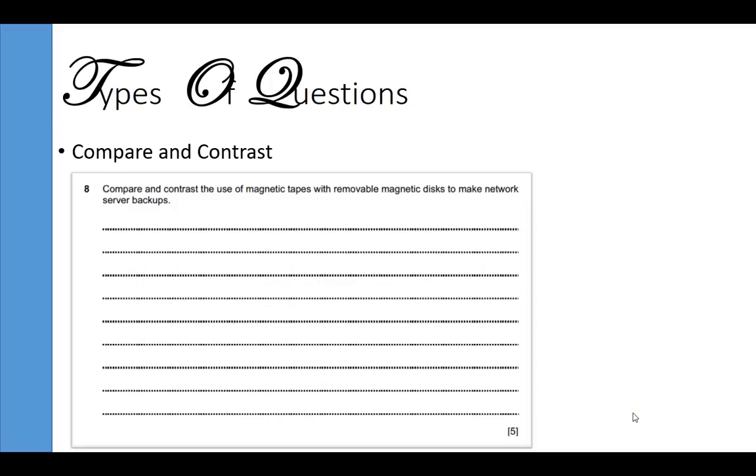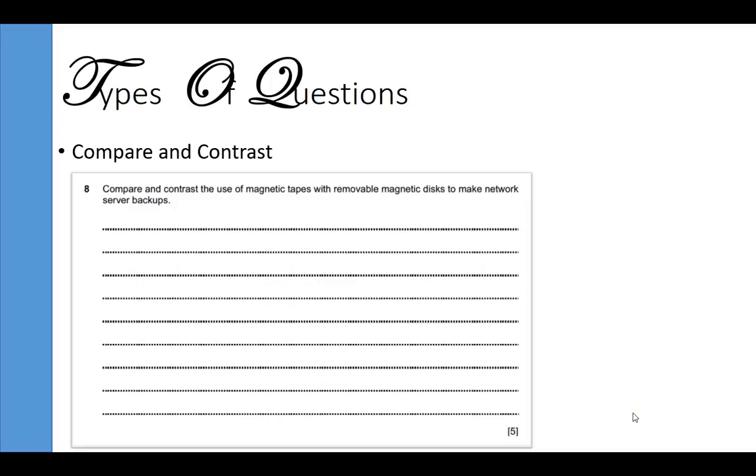Like in this case, we've been asked to compare and contrast the use of magnetic tapes with removable magnetic discs to make network server backups. Okay, so you're going to do that. And this is just a 5-mark question. So for you to get the maximum 5 marks, you state the comparisons, and you also state the contrast. At least 2 of each, so maybe 2 comparisons and 3 contrasts, or 2 contrasts and 3 comparisons. That will give you the full marks.